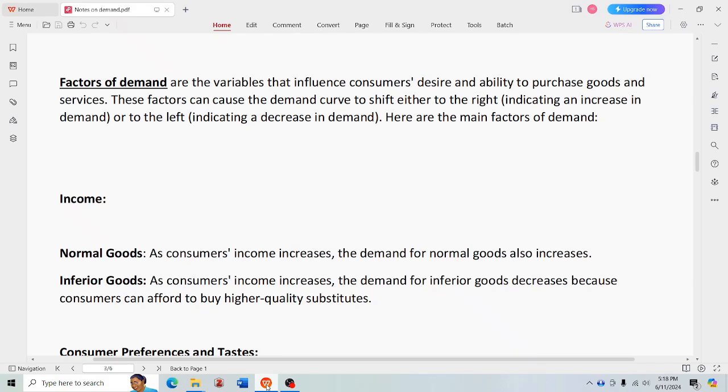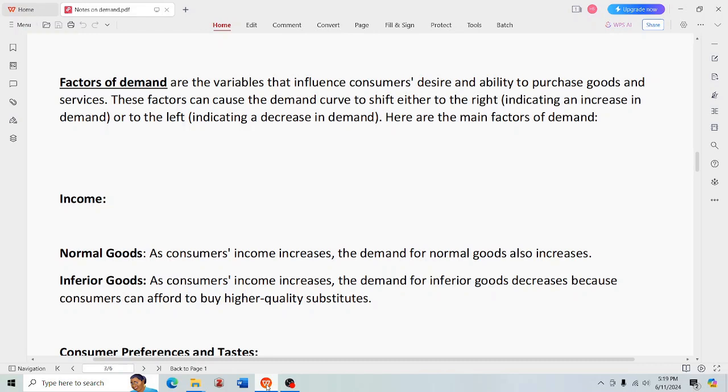Dear students, now the topic is factors of demand. Factors of demand are the variables that influence consumers' desire and ability to purchase goods and services. These factors can cause the demand curve to shift either to the right or to the left. Here are the main factors of demand.